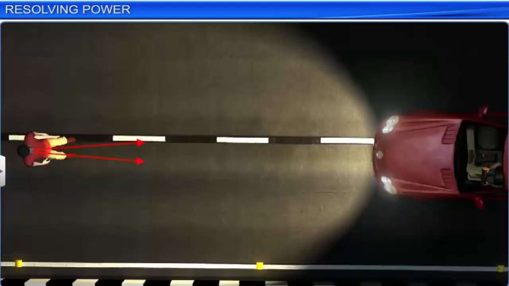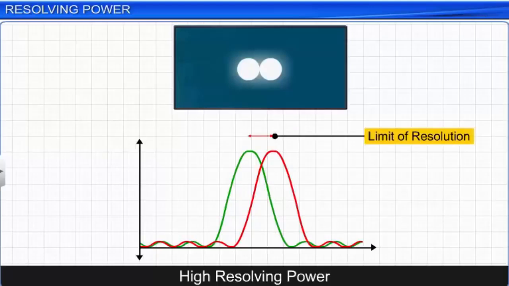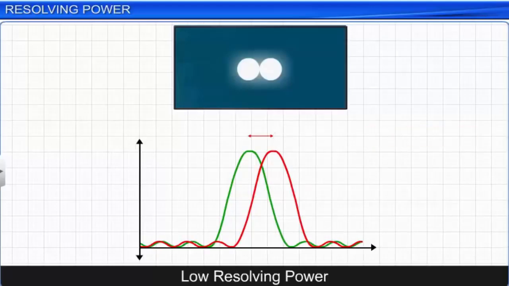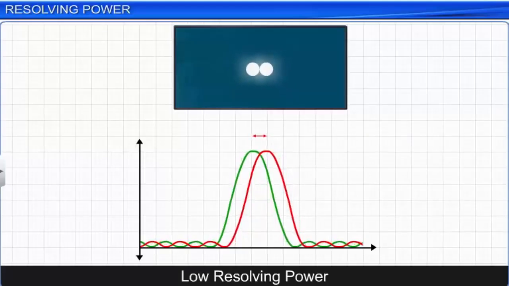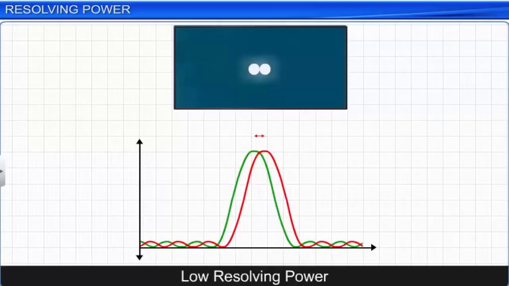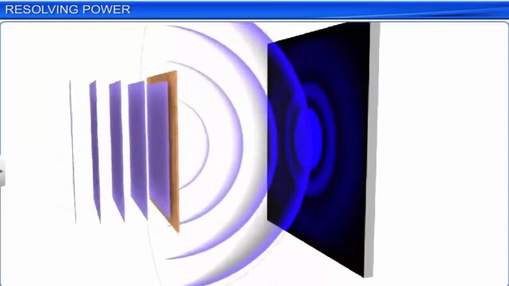Distinguishing two distinct objects that are very close to each other, with a very small angular separation between them, is called resolving two objects. The minimum separation of two objects or points that can just be resolved by an optical instrument is called the limit of resolution of the instrument. The smaller the limit of resolution, the greater is the resolution or the resolving power of the instrument. The resolving power of an eye or of any other optical instrument is limited by diffraction of light.